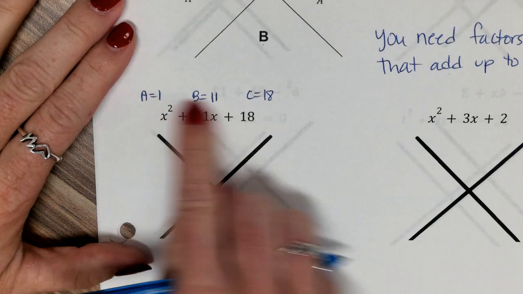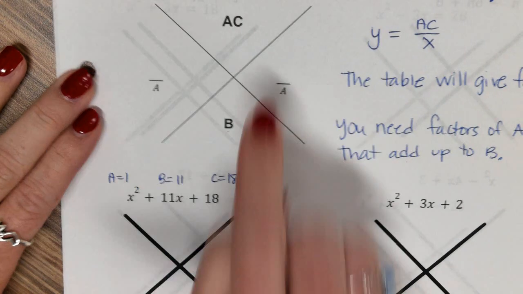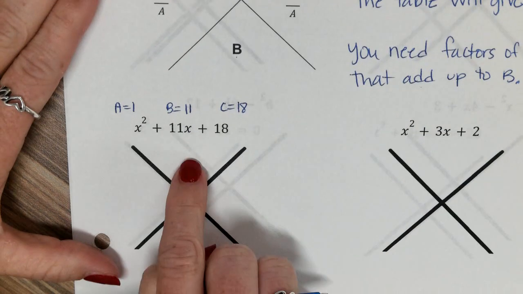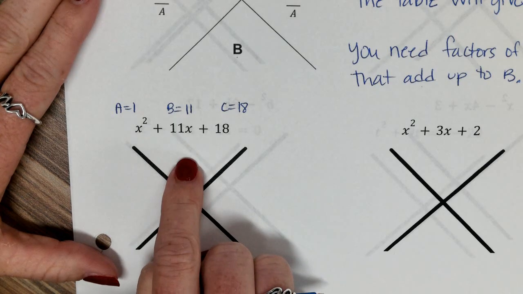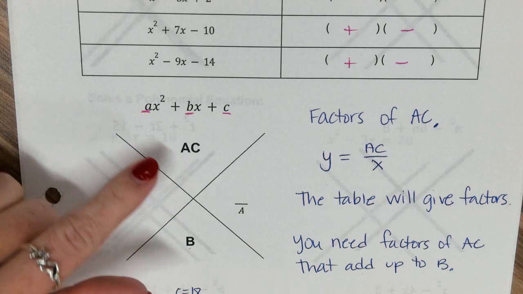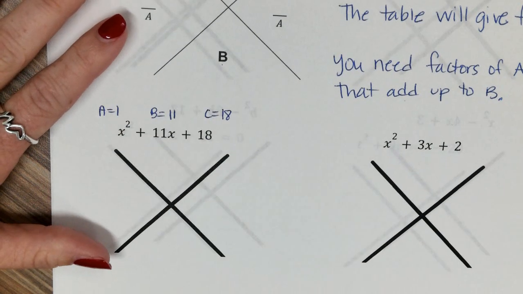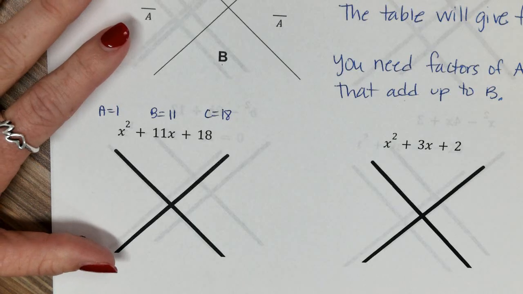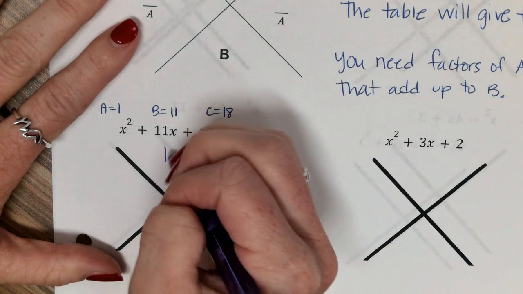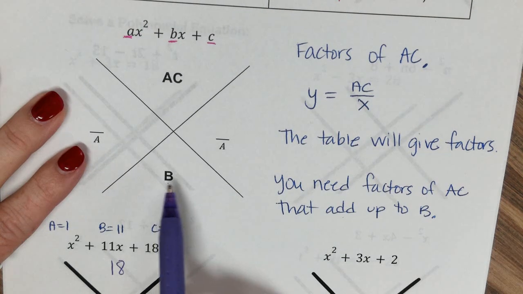Okay, so we're going to use these numbers to fill in our X method. What goes right here at the top of the X? A times C. See how it says AC? So A times C. So what is 1 times 18? 18. So you're going to write 18 right there. What goes in the bottom part of the X?